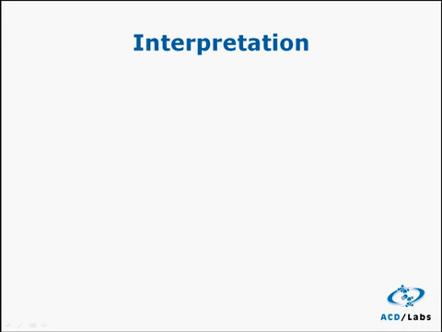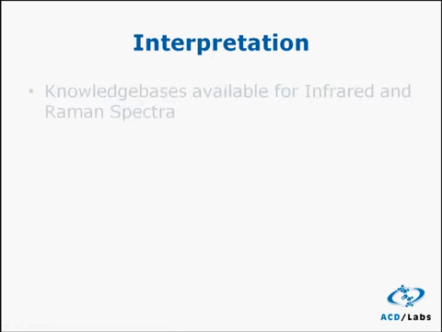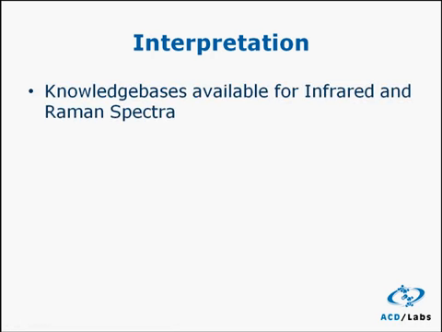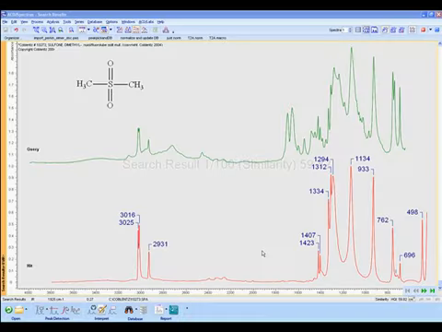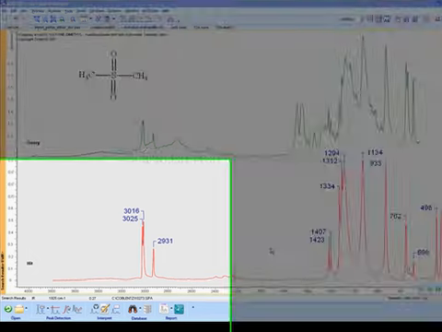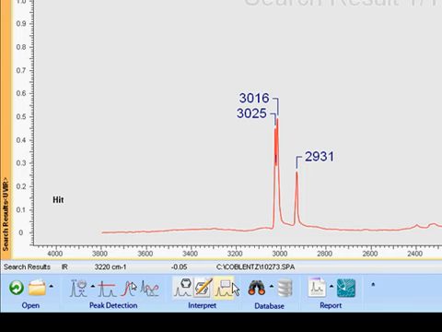We'll now take a look at some of the tools that help us to interpret spectra. We have knowledge bases of infrared and Raman spectra. These will enable us to make correlations between structure and spectral peaks. Working with the same unknown and database search result we generated earlier, we'll start by going to the Interpret buttons on the workflow bar and selecting the leftmost one to enter the Assign mode.